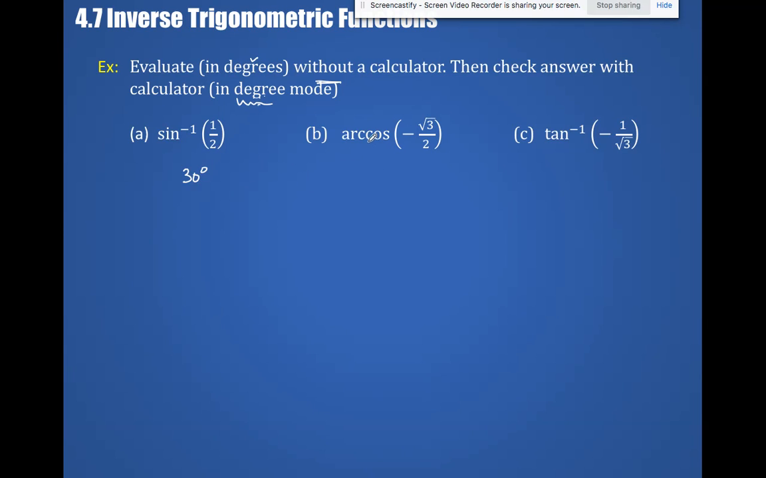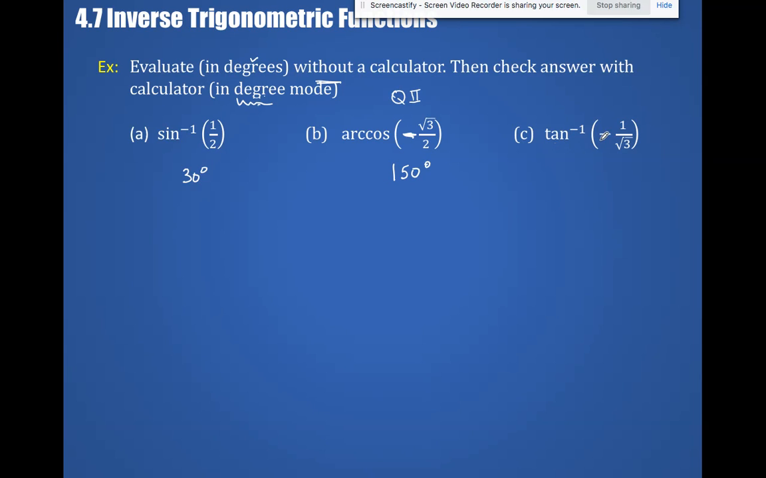Now, what about who has a cosine that is negative? For inverse cosine, what quadrant are the negative values in? Quadrant 2, right? So who has a cosine of negative root 3 over 2? 150 degrees. And again, you can try that in your calculator, put yourself in degree mode.